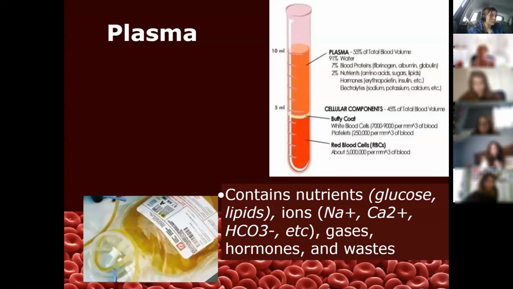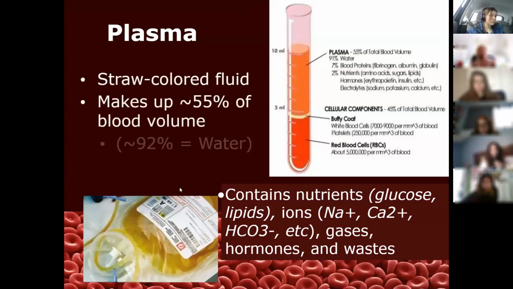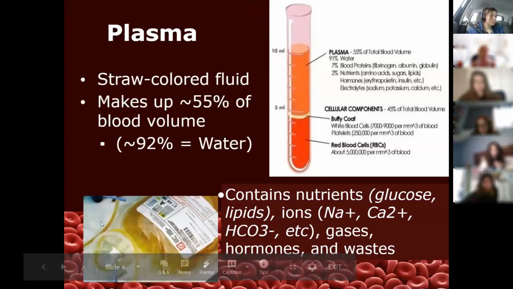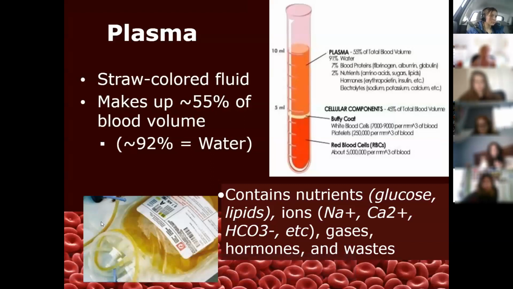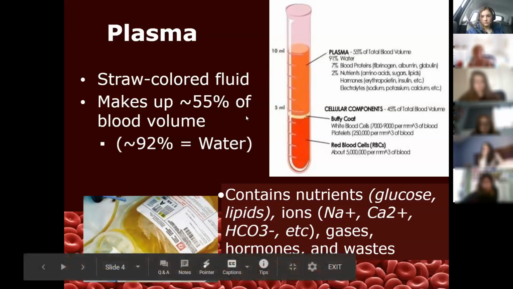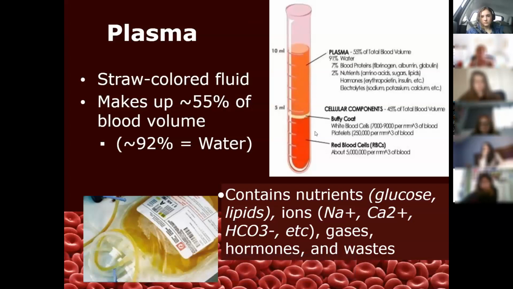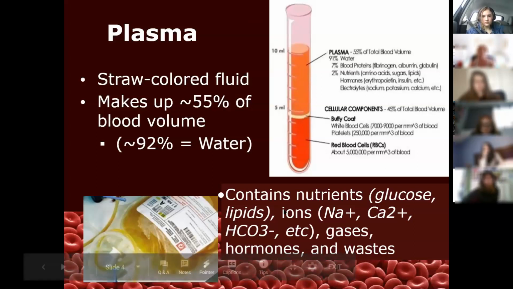And then we want to know about those proteins. So typically considered, so this is description, you'll see it on the quiz, in descriptions. Straw colored, makes up about 55% of the blood. We saw that in the centrifuge tube here, majority water.